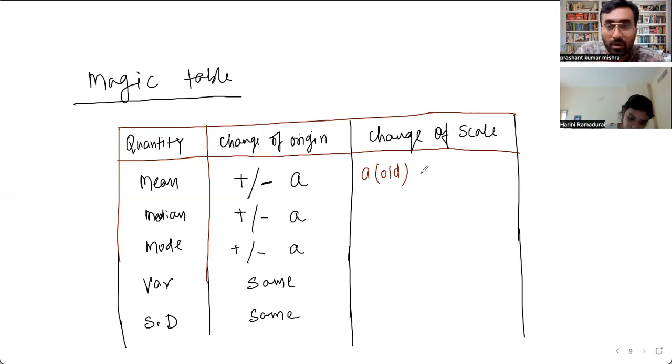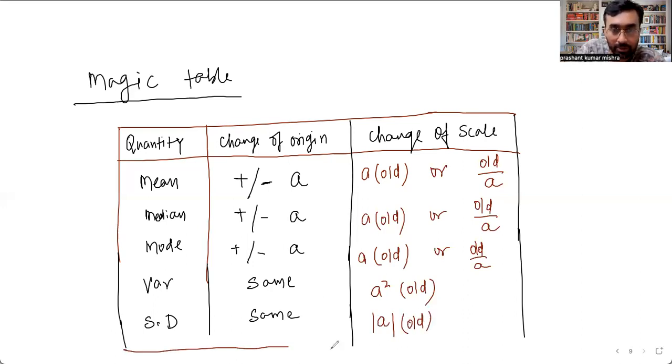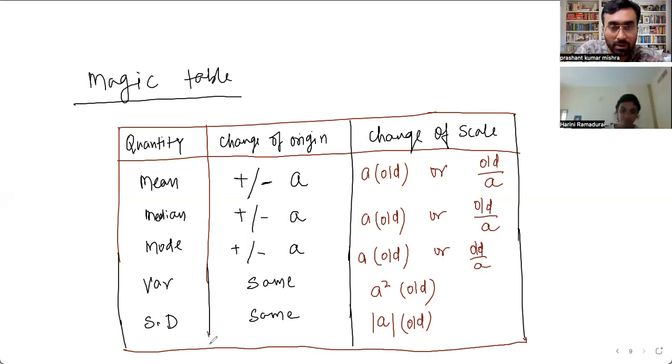For change of scale, the mean is a times old, or if it is negative, old divided by a. In this also, a times old, or old divided by a. Here it is a square times old data for variance, and for standard deviation, modulus of a times old data. We'll use this in questions, I will explain it there. What is old? Old value, the old data. I will let you know in the question.